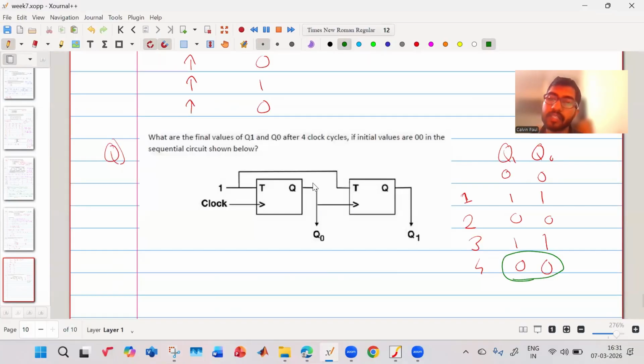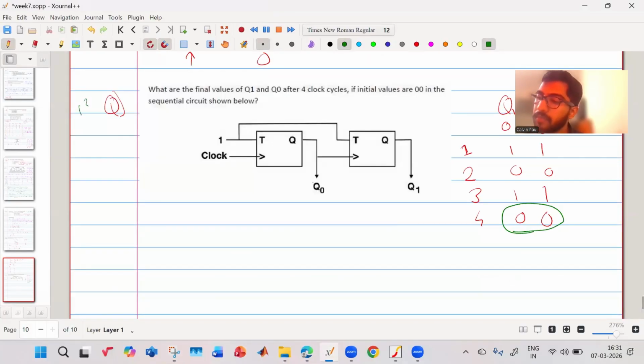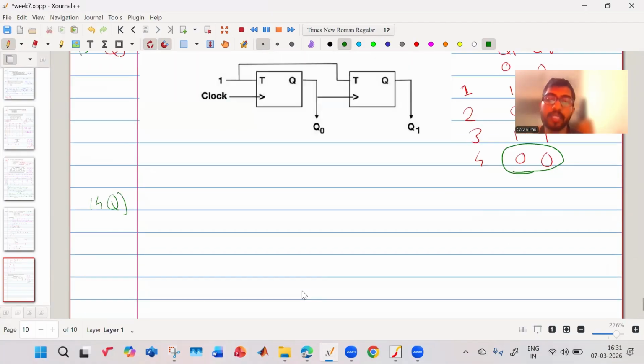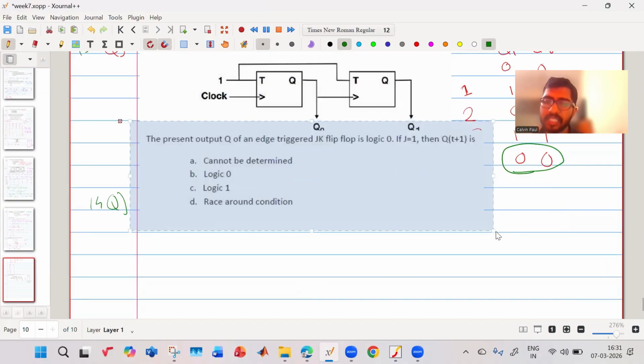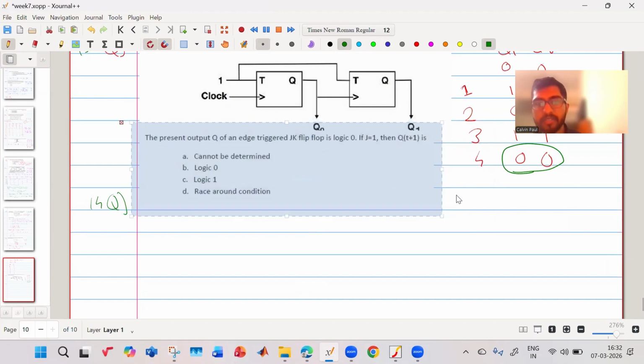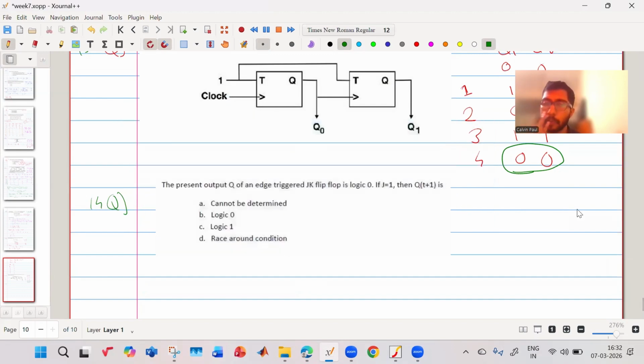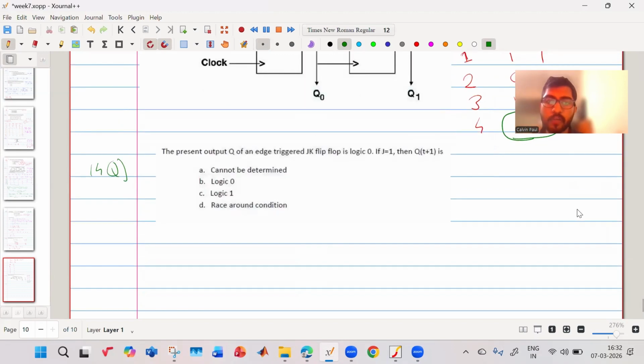Again, this question is regarding a JK flip-flop, right? So see how important it is for you to clearly, carefully, properly understand the JK flip-flop. So many questions are easy to understand, easy to answer. So I recommend you to not skip this topic. Okay. So the present output Q of an edge trigger JK flip-flop is 0. That is Qn is 0. You want to find Qn plus 1.